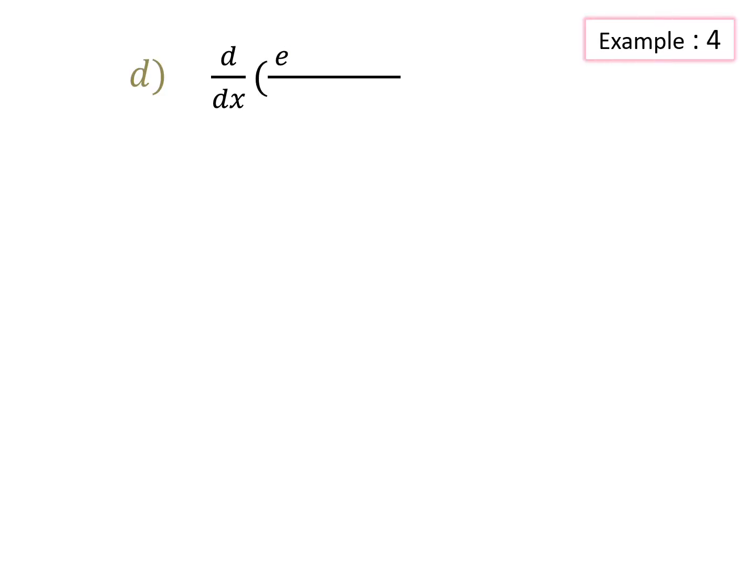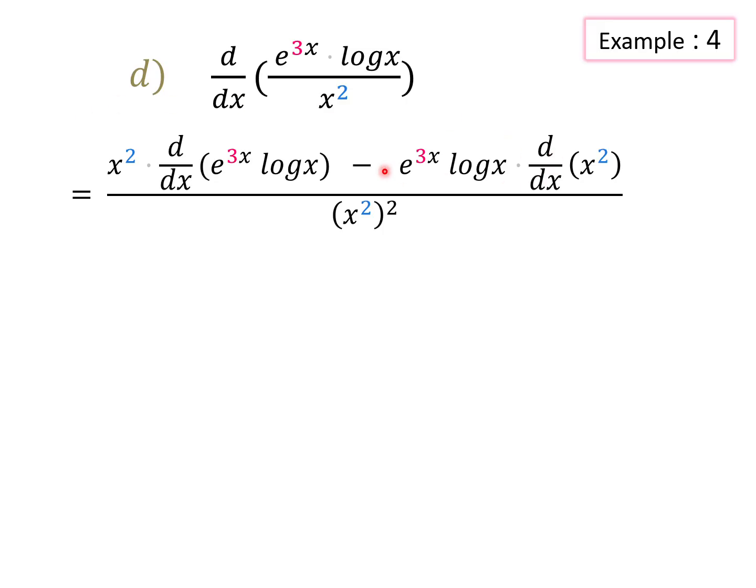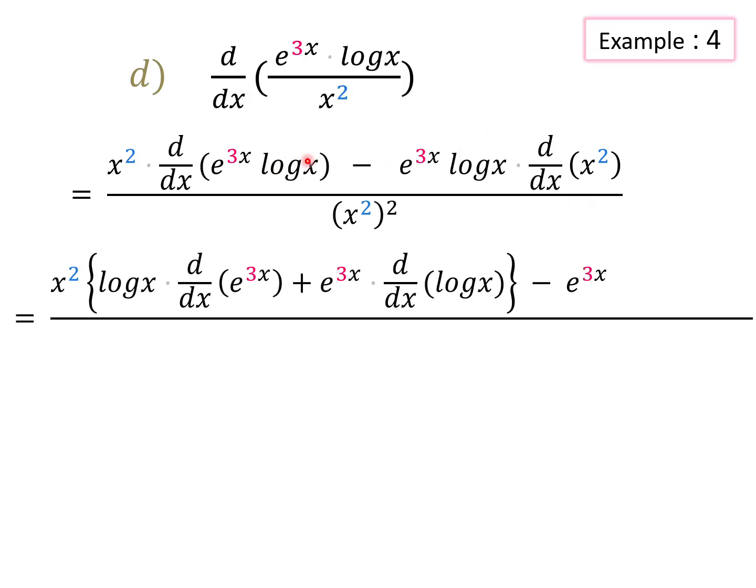Fourth sum. This is also product rule and quotient rule. This is a product and this is u by v. So first we will apply u by v, then inside that we will apply the product rule. So this is again the quotient rule. This is treated as one entity and this is another quotient rule applied. Now here we will apply the product rule.